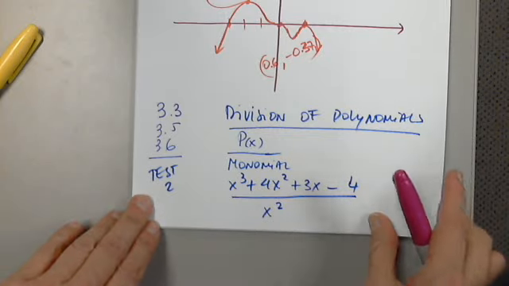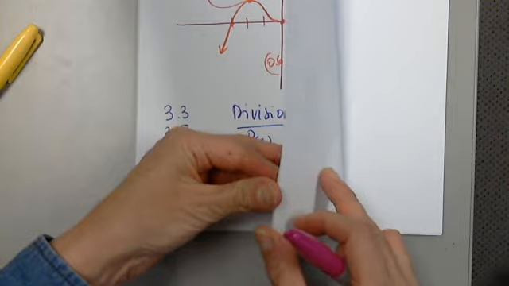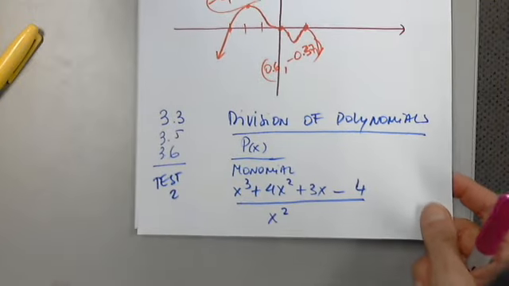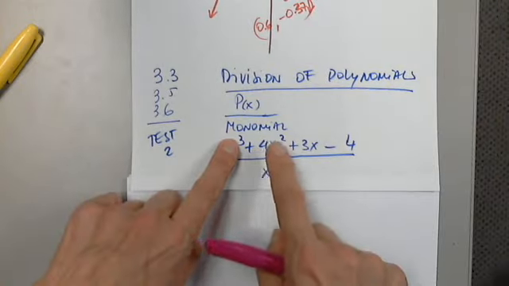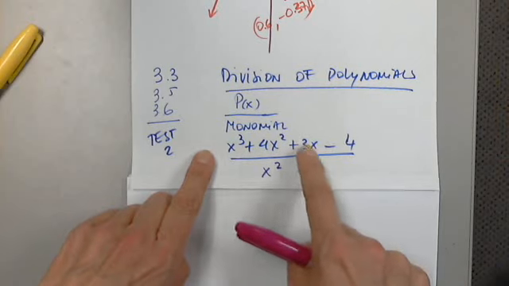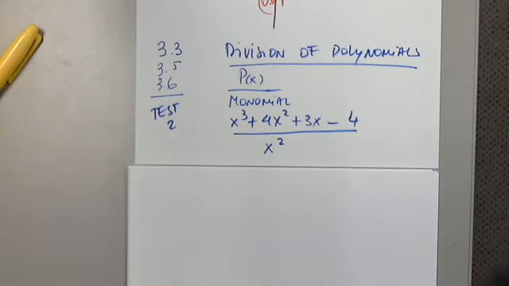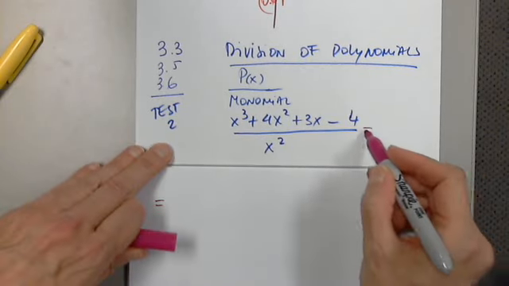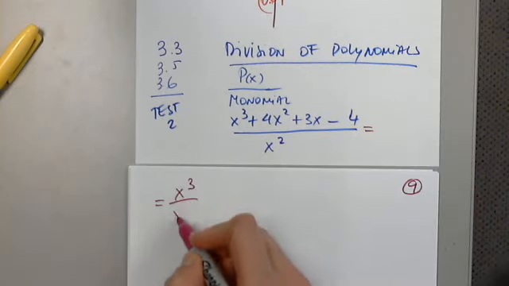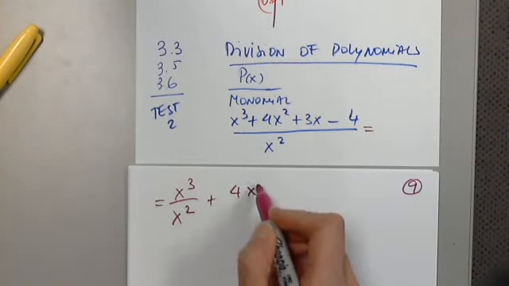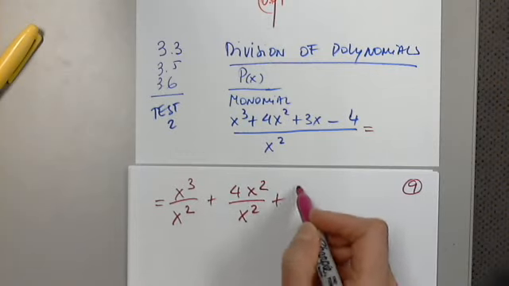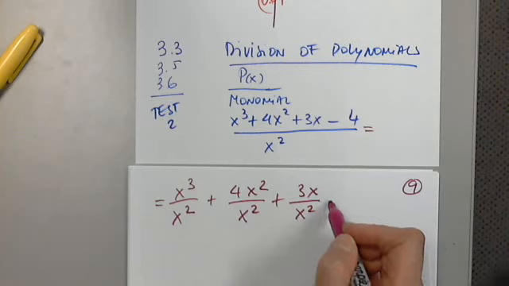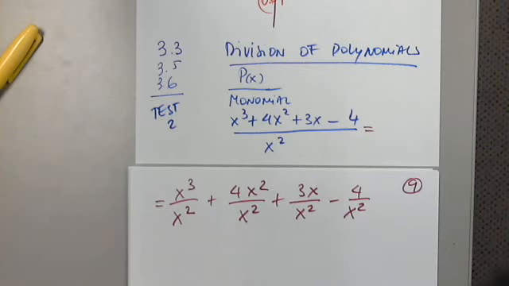There isn't really a way of dividing these two other than to separate the fraction into 1, 2, 3, 4 fractions and simplifying. That's all we can do. So this will be x to the third over x squared plus 4x squared over x squared plus 3x over x squared minus 4 over x squared.